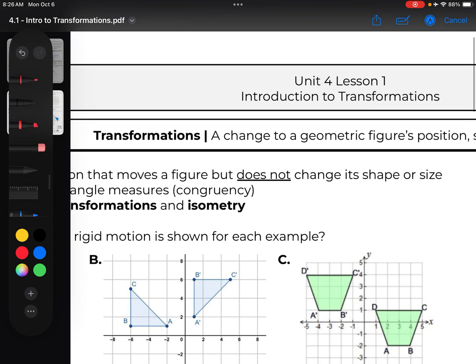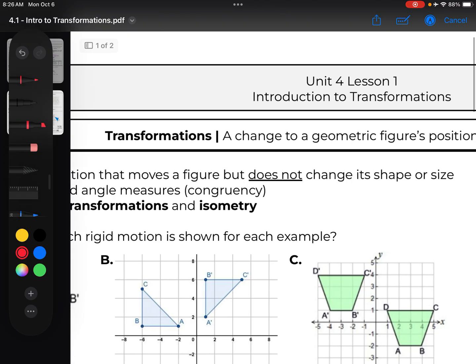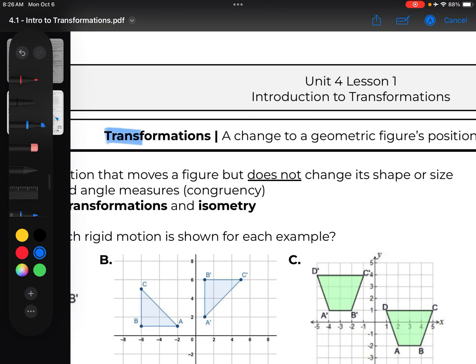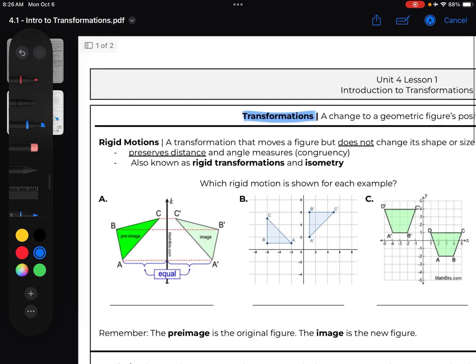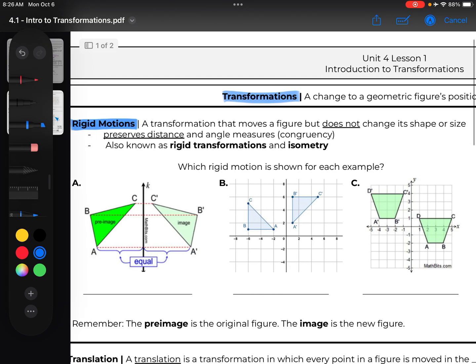So, to start here, a transformation in general is a change to a geometric figure's position, size, or orientation. Remember, orientation means what direction you are facing. A rigid motion, this is important, you want to know this word. It's a transformation that moves a figure but does not change its shape or size. It preserves distance and angle measures. And remember, if the distance and angle measures are preserved, that means it's congruent. This is also known as a rigid transformation and isometry. Those words mean the same thing.